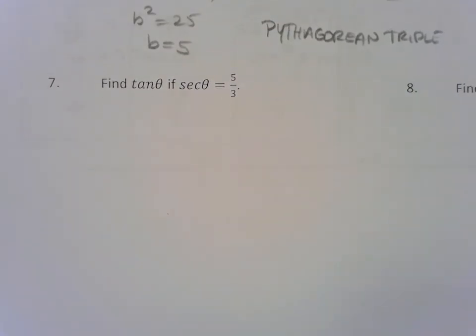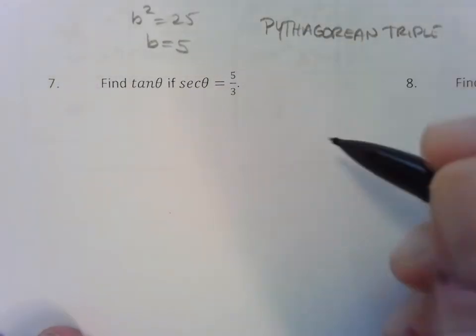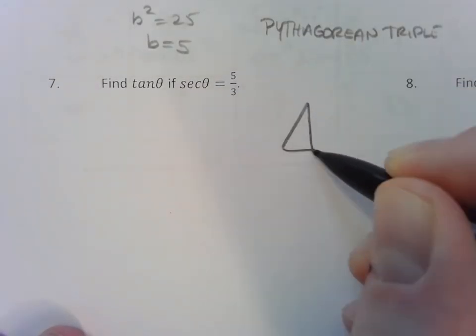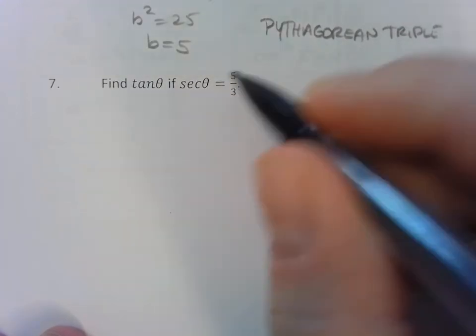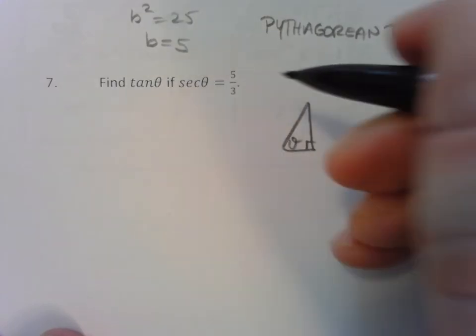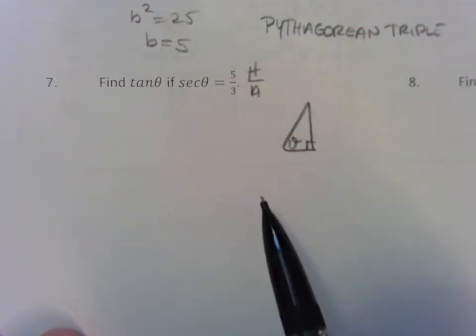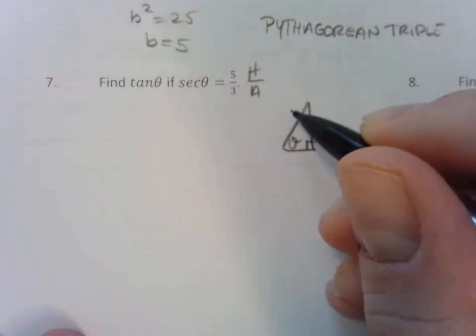This is the last question we'll go over. Find the tangent of theta if the secant of theta equals 5/3. Draw your right triangle. Secant is the reciprocal of cosine. Cosine is adjacent over hypotenuse, so we're going to do hypotenuse over adjacent when we label this triangle. The hypotenuse is length 5.